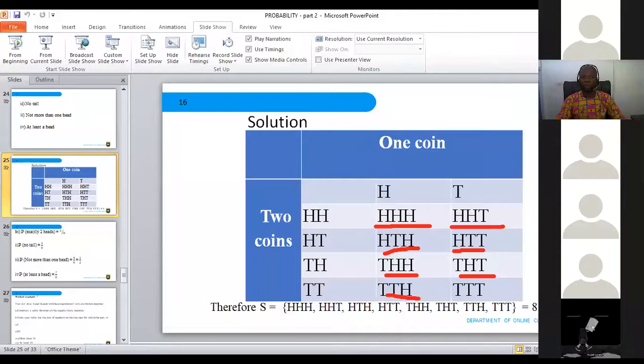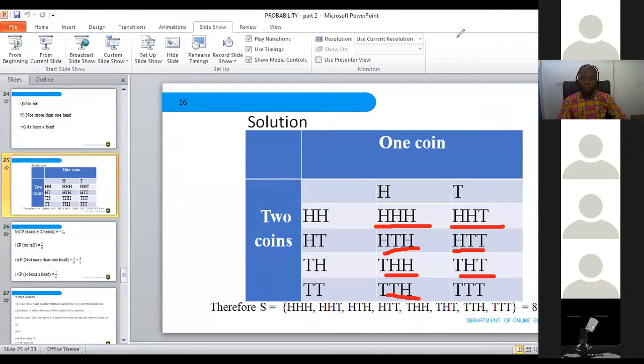Sir, please, I don't understand. What is it saying? The probability that you get exactly 2 heads, and the probability that you get no tail. Okay, let's do the probability of exactly 2 heads. Now, exactly 2 heads means you shouldn't go beyond 2 heads, meaning after the event, you must have two heads in the result.